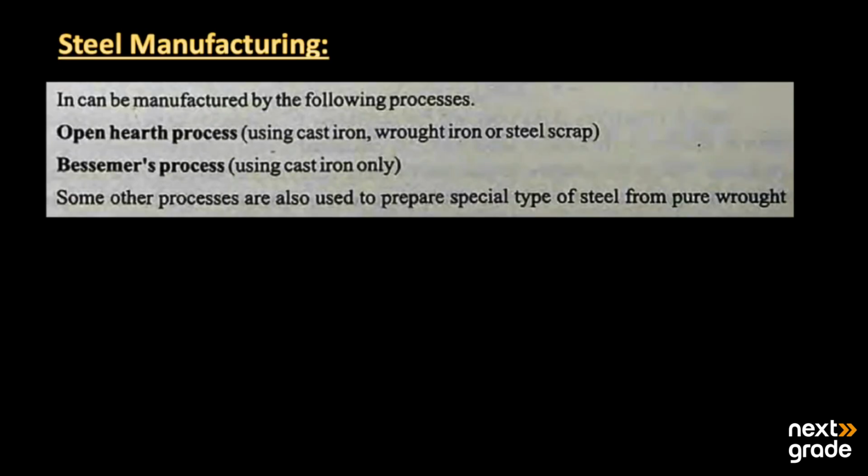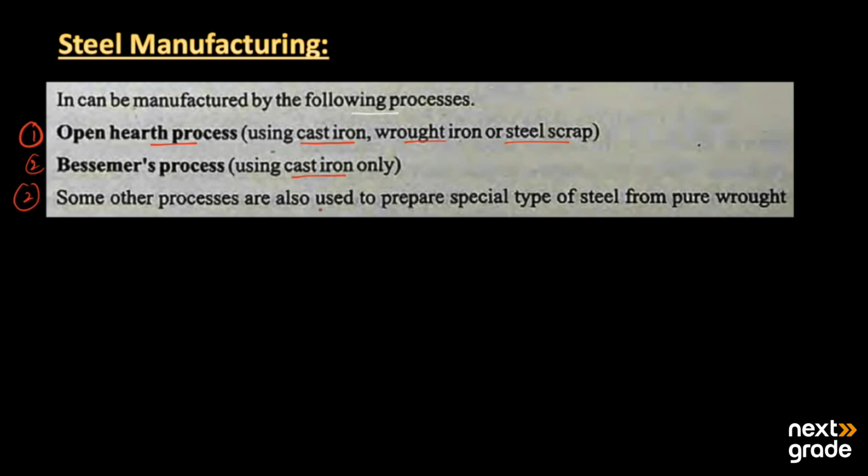So here the steel can be manufactured by the use of two processes. The number one process is called the open hearth process, in which we use cast iron, wrought iron, or steel scrap. The second method is Bessemer's process, in which we use only cast iron.